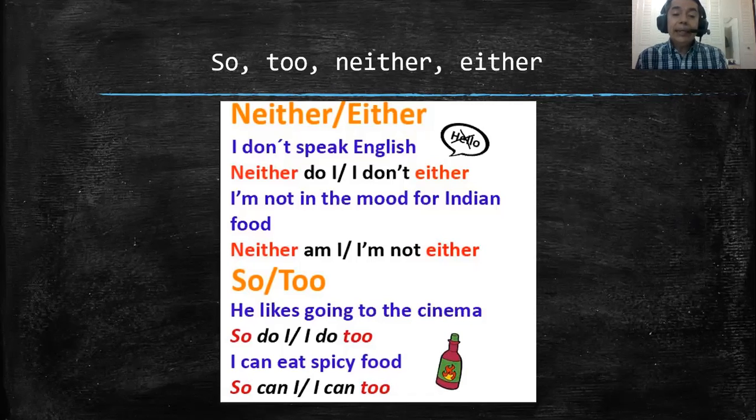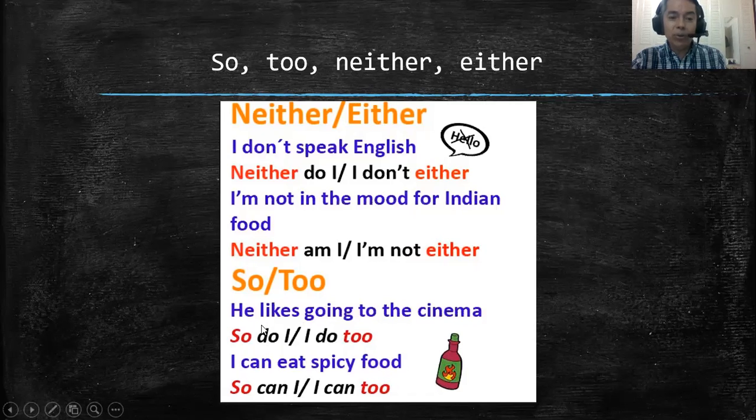Now, I can eat spicy food. So can I. Or I can too. In this case, you are using the modal can. So when you say so and you say too, you say can. So can I? I can too. Okay. Repeating. Neither and either are for negative statements. So and too are for affirmative statements. Okay? Neither and either can be used in the same form, but neither is at the beginning and either is at the end. So and too can be used the same, right?